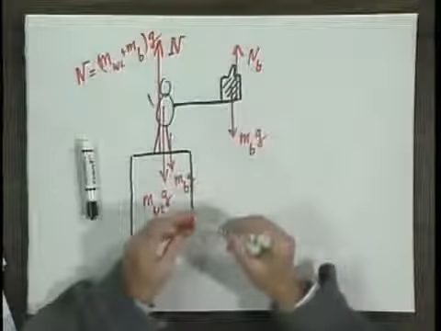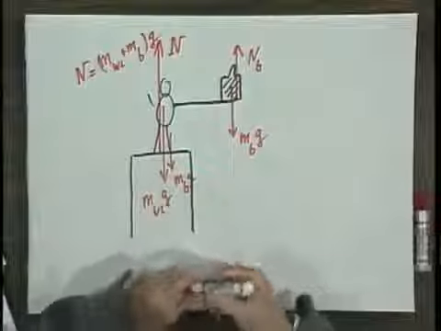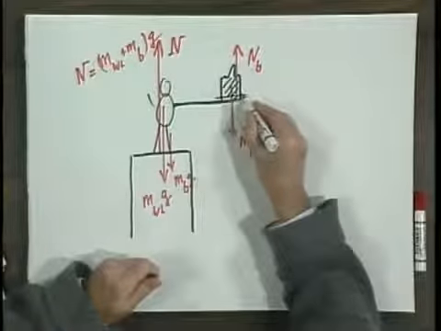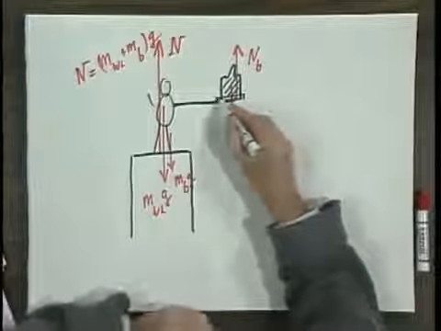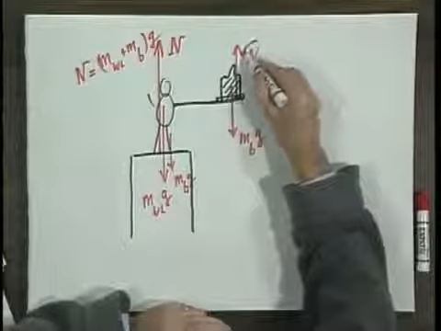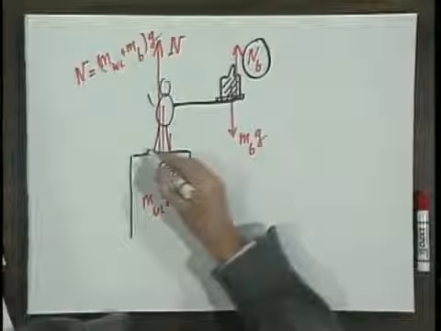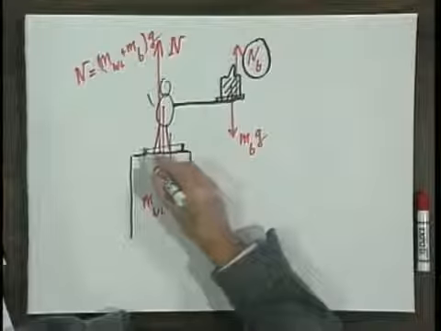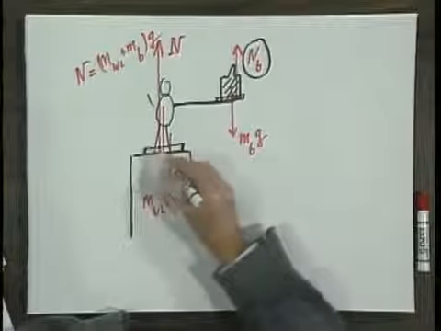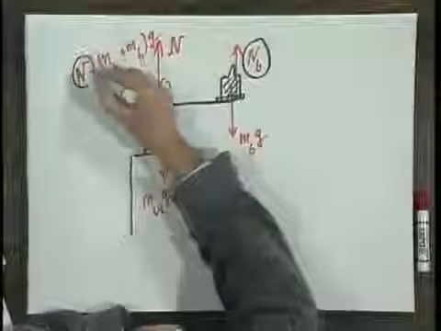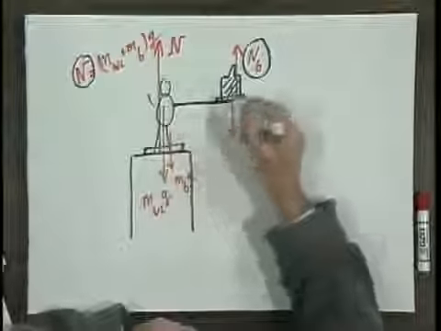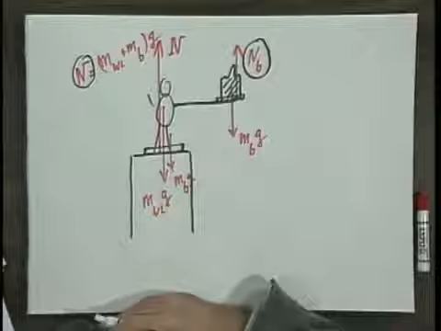If I put a bathroom scale between my hand and the bottle, the bathroom scale would read this value, and that's the weight of the bottle. If I put a bathroom scale under my feet, the bathroom scale would read this value for n, which is the weight of Walter Lewin plus the bottle.